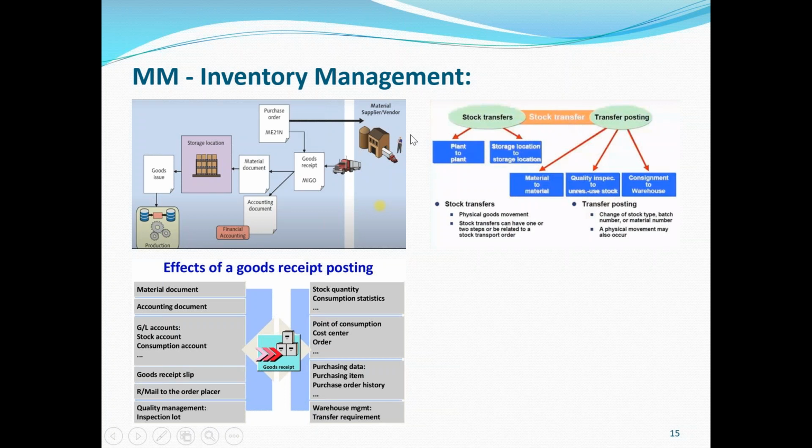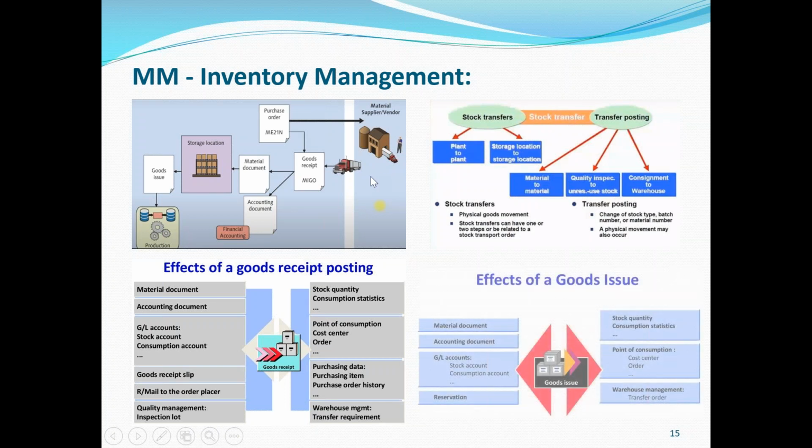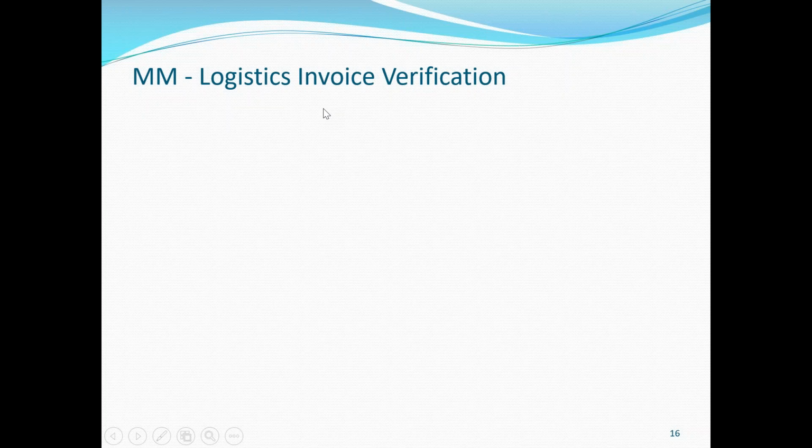Here in inventory management, we will try to understand the effects of good receipt and good issue. For example, when we do the good receipt, material document is created and accounting document is created. In the accounting document, accounting entries are there, where the GL accounts are updated. Similarly, when we do the good issue, we will have a similar effect, and there also material document and accounting documents are created. So that we will be discussing in inventory management.